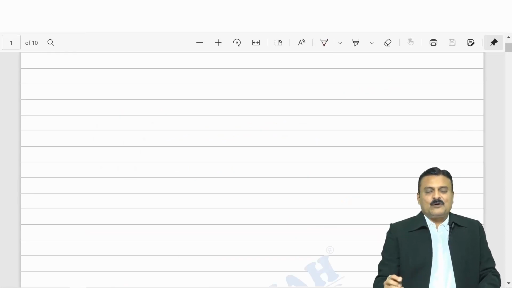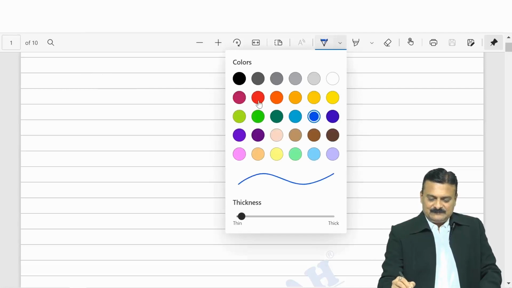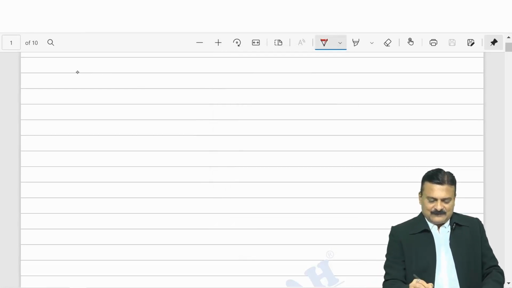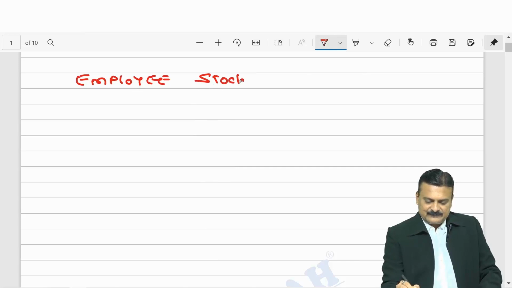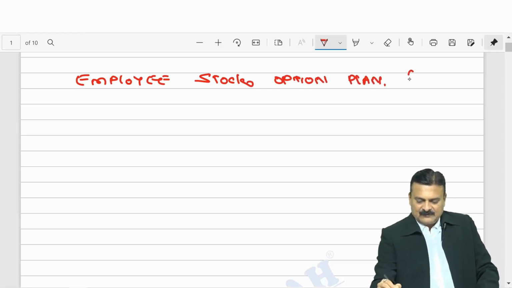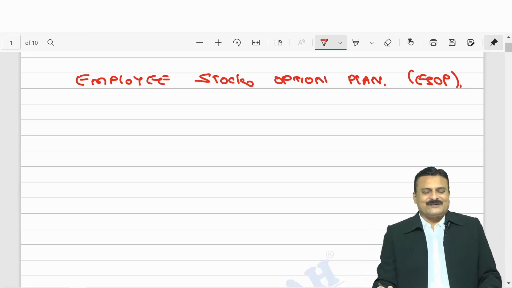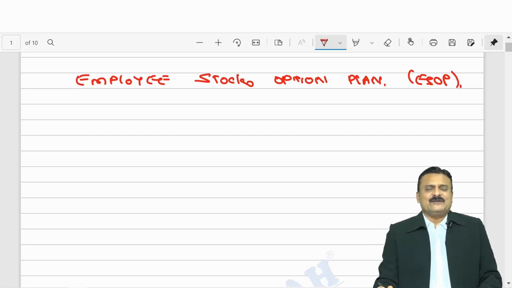Now, what is ESOP first of all? It's a short form, students. ESOP is Employee Stock Option Plan, shortly called ESOP. Stock means shares here. Option is another synonym for it. This is a kind of staff welfare benefit, you can say.